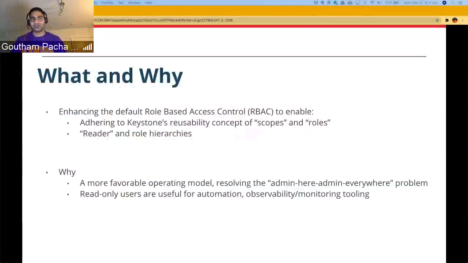So what is it that we are doing? We're enhancing the default RBAC policies. And by that, I mean we're trying to take advantage of two concepts in Keystone. One is called the user roles, and the other is user scopes, the scopes of these roles. And so what are these scopes and these roles? I'll get into it in just a second. But these are fundamental concepts that are built on top of the actual tangible assets in Keystone, such as users.